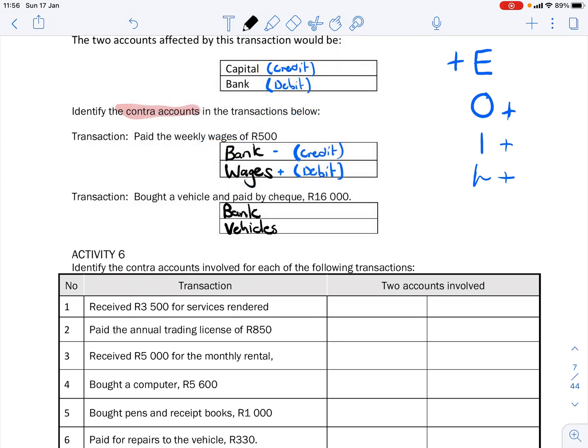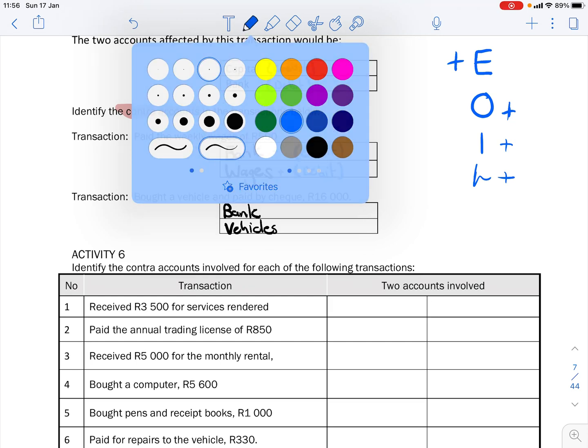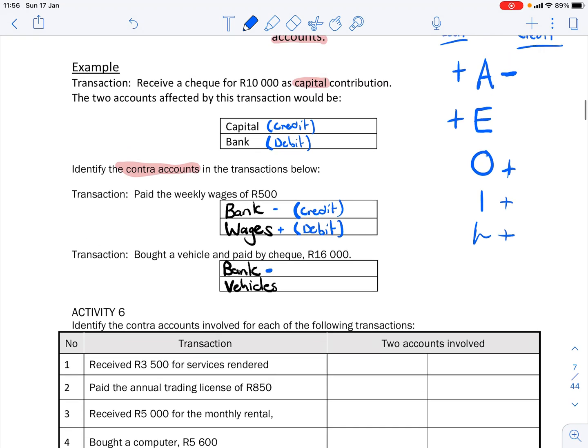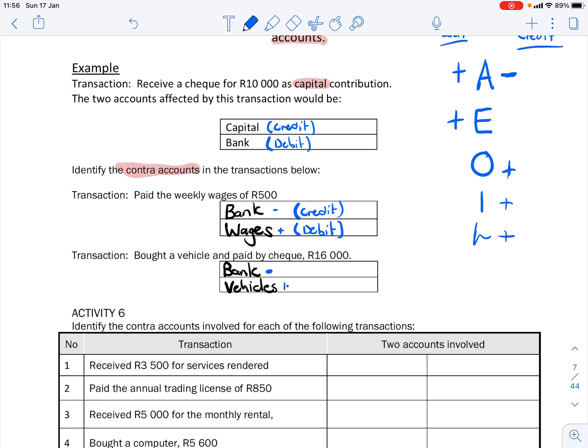Sorry, let's just put an S there, vehicles. If we break it down, bank is an asset and we are buying, so it's decreasing. Vehicles is also an asset and we are purchasing a vehicle, so it is increasing. Bank is an asset. When decreasing, we credit it.